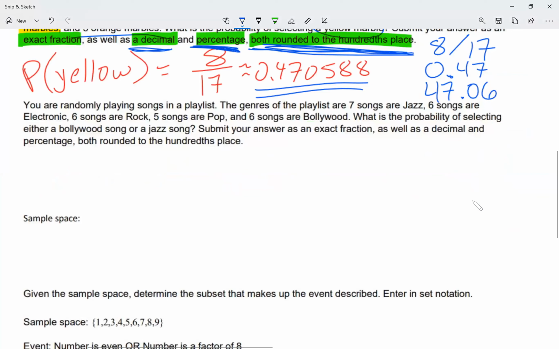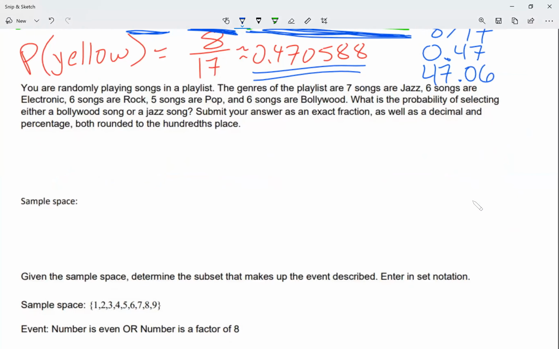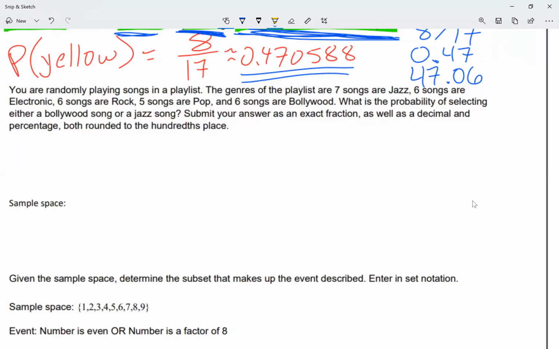All right, let's take a look at the next question. You're randomly playing songs in a playlist. Okay, so I have a list of songs. My list has 7 songs that are jazz, 6 are electronic, 6 are rock, 5 songs are pop, and 6 of them are Bollywood. What is the probability? Let me start reading this. Let me highlight this. What is the probability of selecting either a Bollywood song or a jazz song?